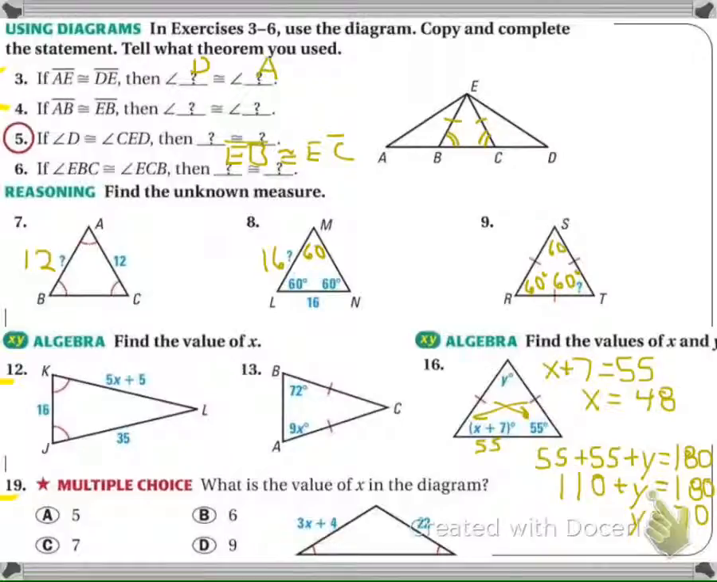We would do the same thing on 13. You could set these two values equal, 72 and 9x. And on 12, since the angles are the same, you could set the sides equal.